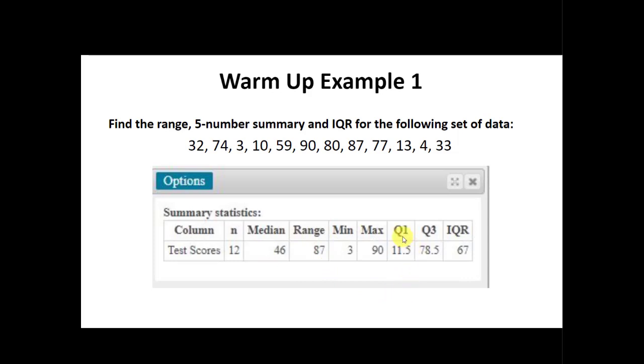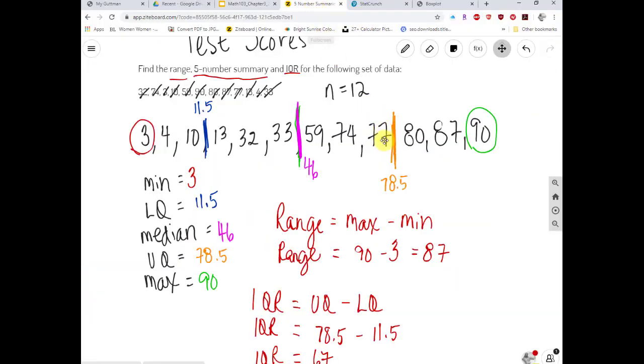Here, instead of using lower quartile or LQ, StatCrunch uses Q1, and we got the same as them, 11.5. Here, StatCrunch uses Q3 instead of upper quartile, but we got the same value, 78.5, and the interquartile range is 67.